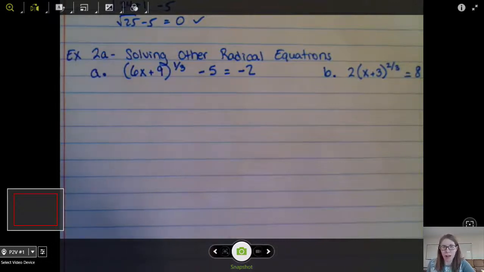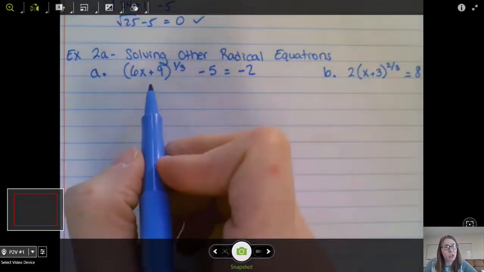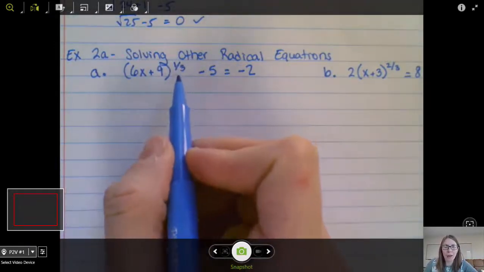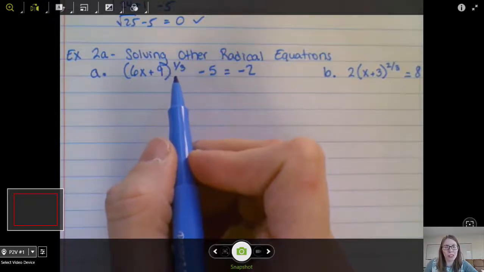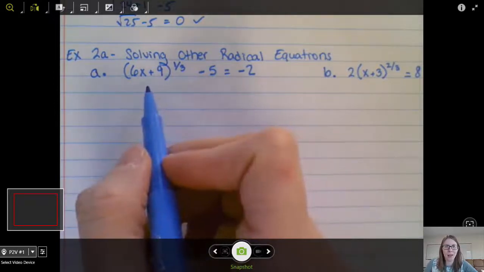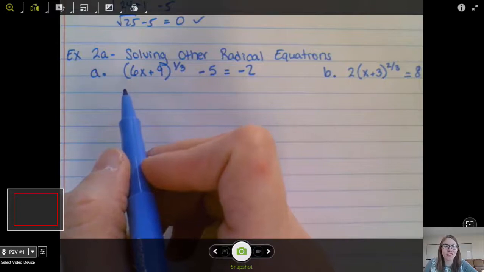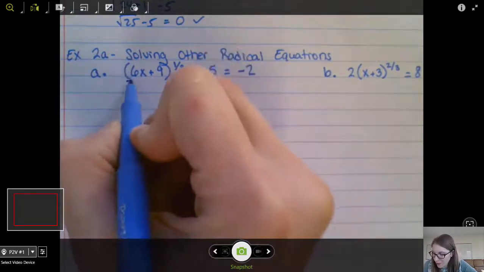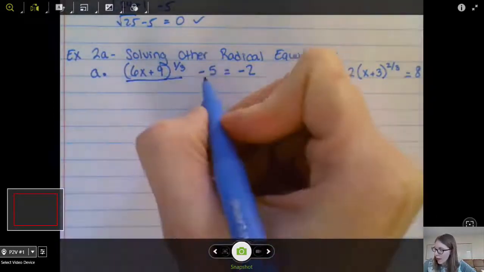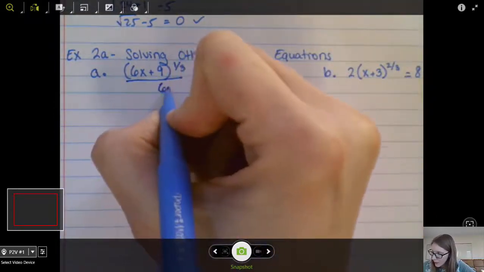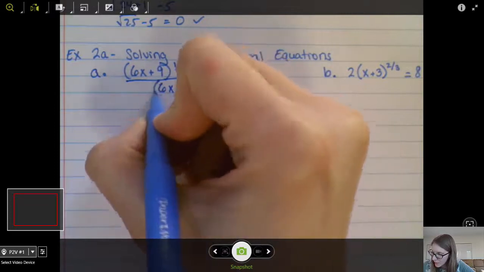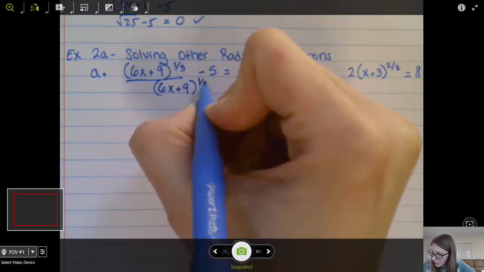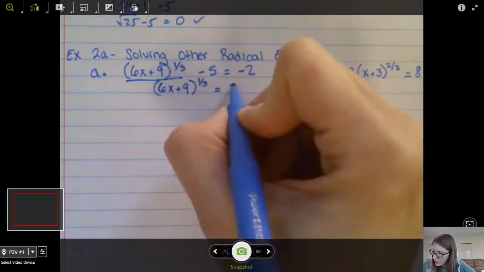Now, just like before, I need to get the radical piece by itself. And don't forget that we really do have a radical here. This 1/3 power really is the cube root of 6x + 9. So I really do have a radical there. It just is in exponential form right now. But I need to get this piece by itself. Add 5 to both sides, and we get (6x + 9)^(1/3) = 3.